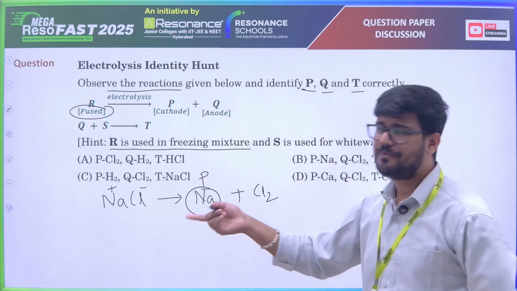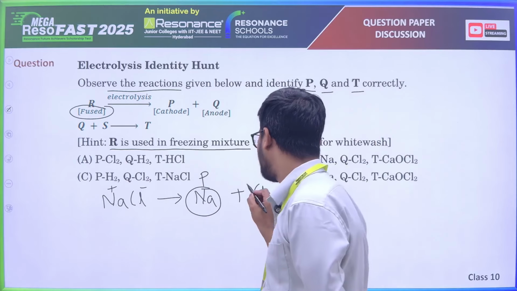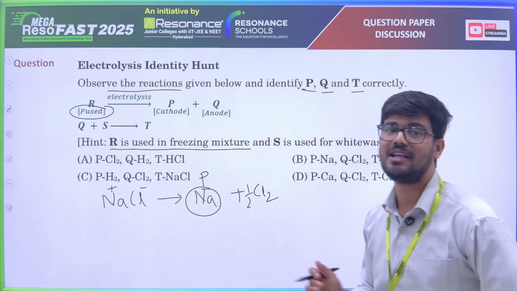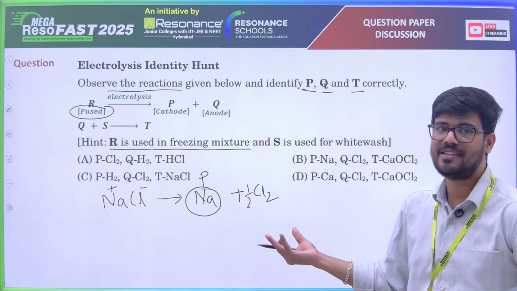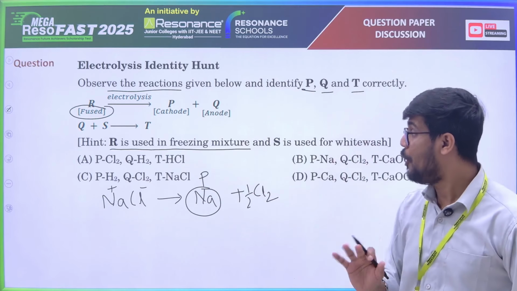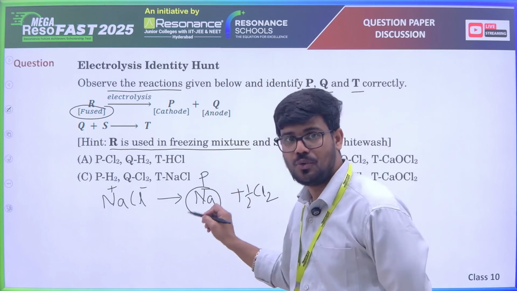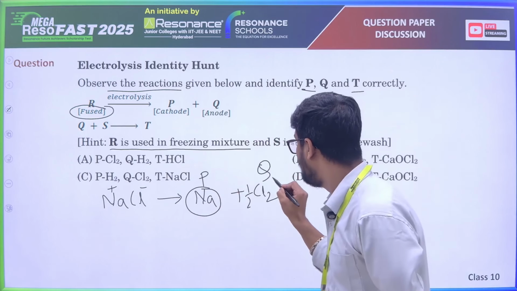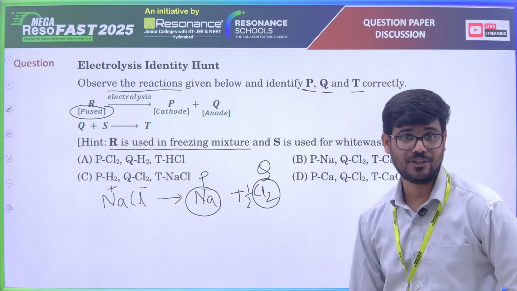Cl2. Now if you do balancing, just put half here, which is balancing of atoms. After balancing of atoms, we are getting this. So P will be your sodium and Q will be your chlorine, Cl2.